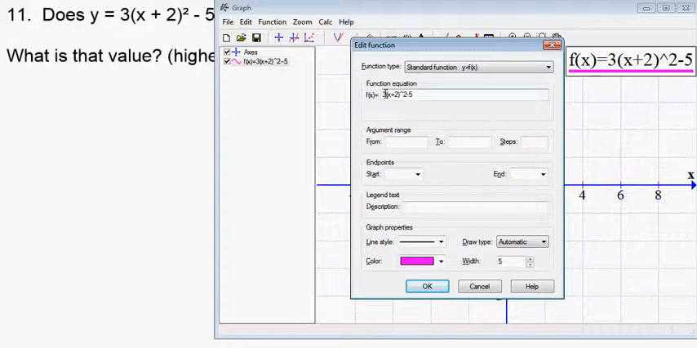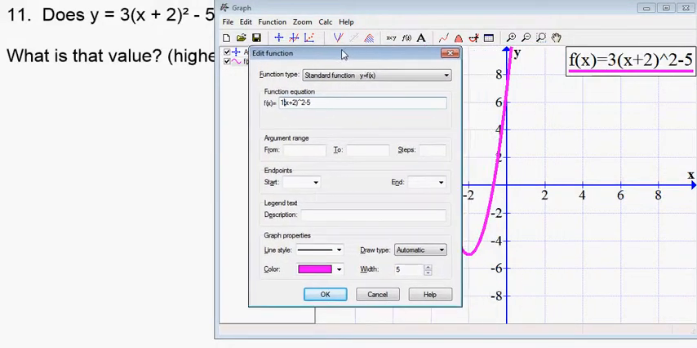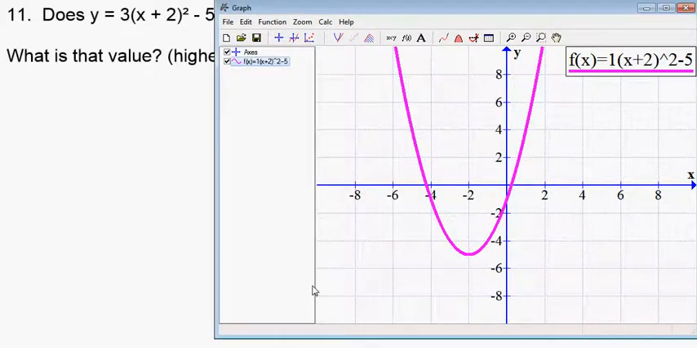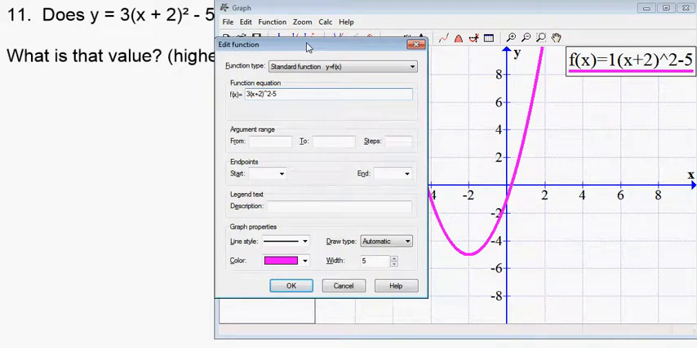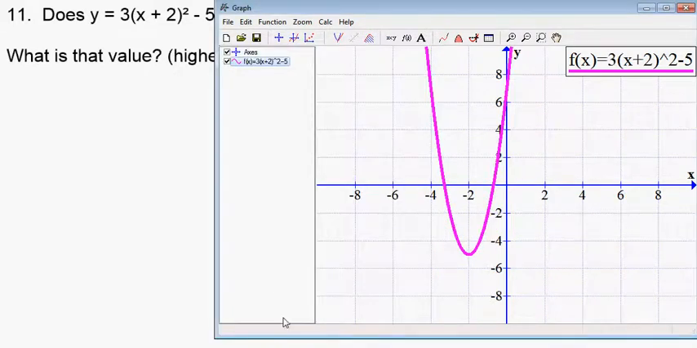I'm going to edit my function just to show what happens. I'm going to change that 3 to a 1. And if you notice, when I do that, it makes the graph wider, but it does not change the vertex. I'm going to change it back to a 3. And it makes the graph narrower.